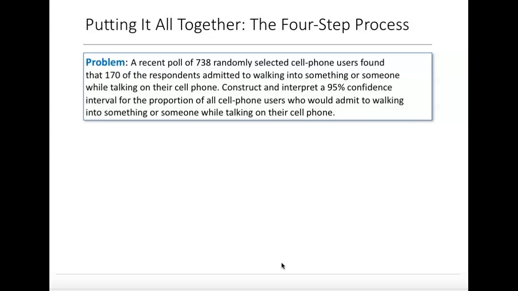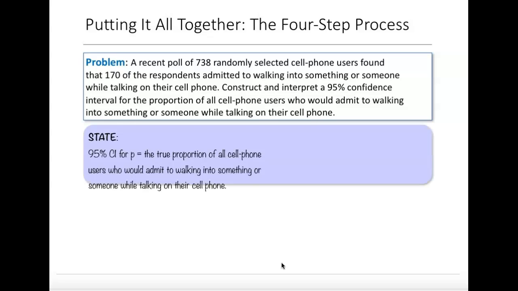So if we use the four-step process to organize our thinking, the first thing we're going to do is state the parameter of interest. We're going to make a 95% confidence interval for P, and P is the true proportion of all cell phone users who walk into stuff.